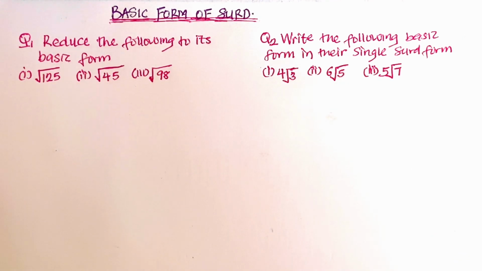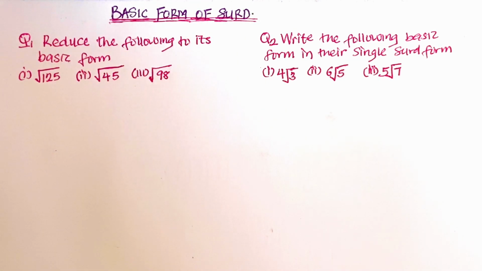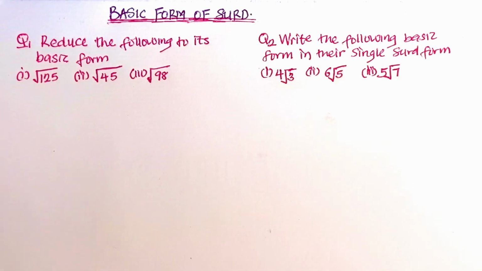Now, I have the question in two forms. The first one is reduce the following to their basic form, and the second one is write the following basic forms in their single surd form. It's just like I'm moving from simplest to the highest, and from highest back to the simplest.